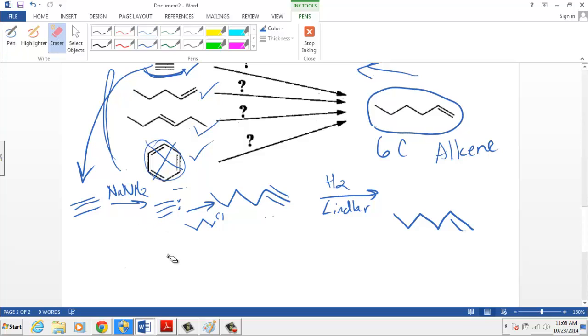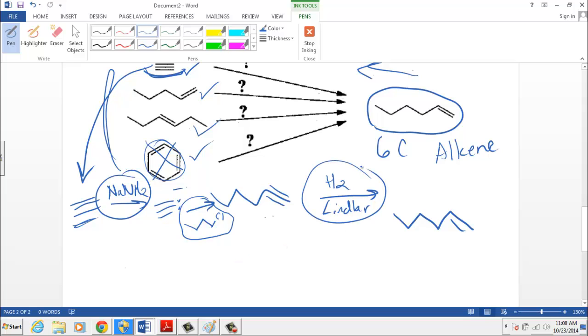Multi-step. It takes 3 steps to get to the product. Start here with acetylene. Add 1 reaction with sodium amide. Add a second reaction with 1-chlorobutane. And then a third reaction with H2 and Lindlar's catalyst. And then 3-step synthesis, we make the product. And we got through the maze in a legal and full credit manner.